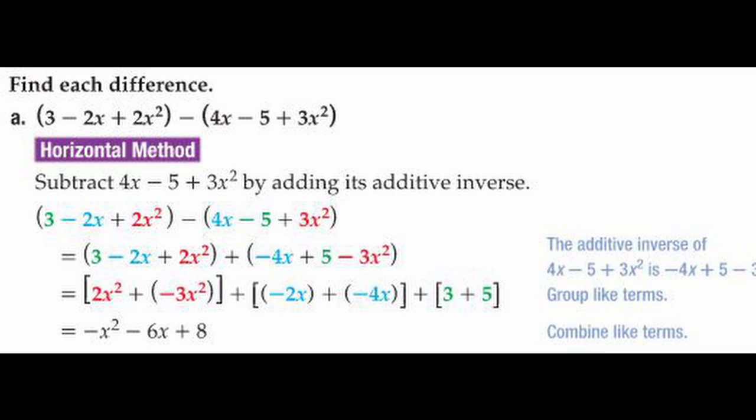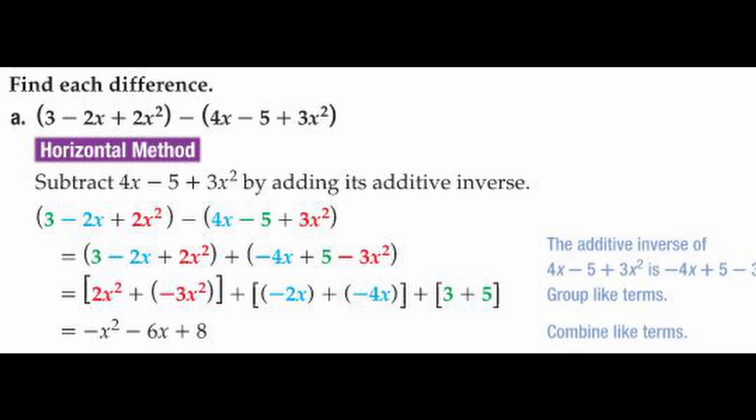Subtraction is almost the exact same thing. So we'll look at this one, and you'll see there's only one difference in the first step, and then after that, it's completely the same. So it says find each difference. We've got 3 minus 2x plus 2x squared in the first group, and then minus 4x minus 5 plus 3x squared in the second group. So what we're going to do is the additive inverse.